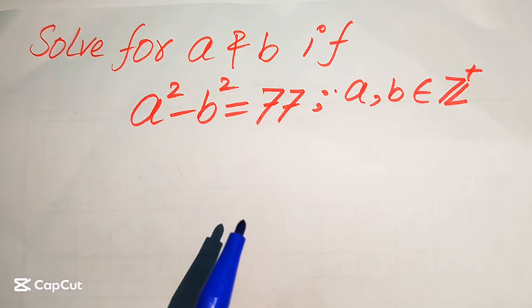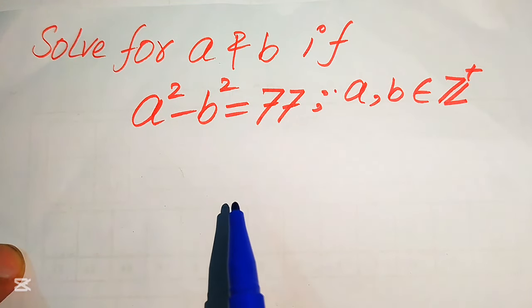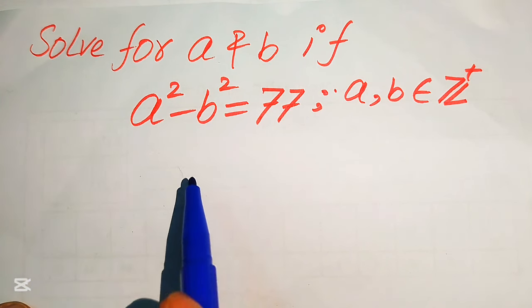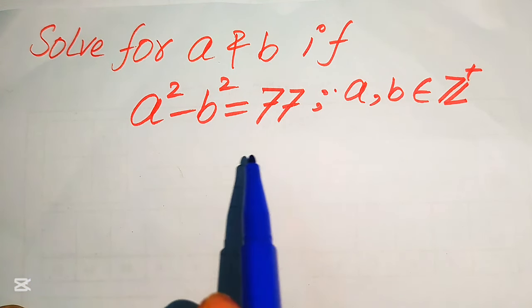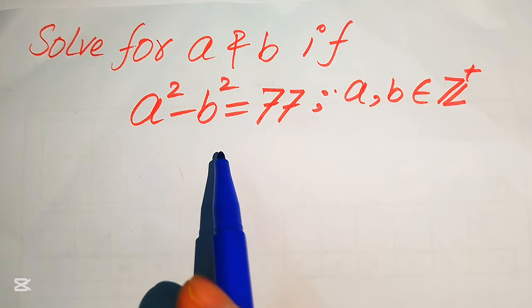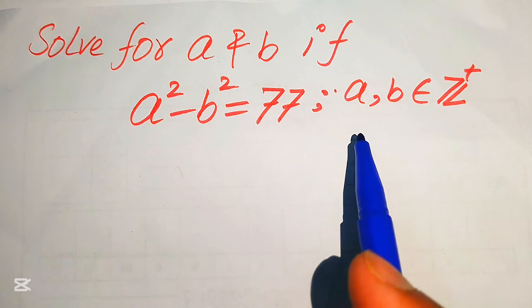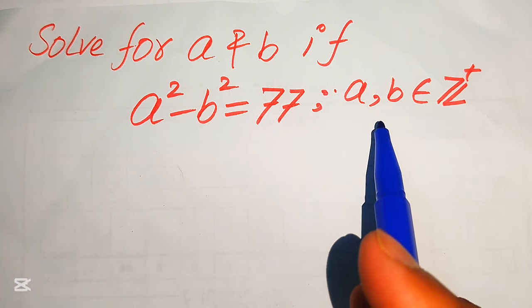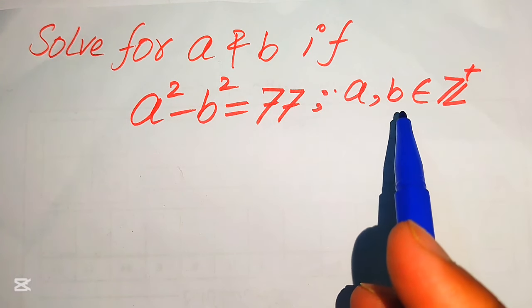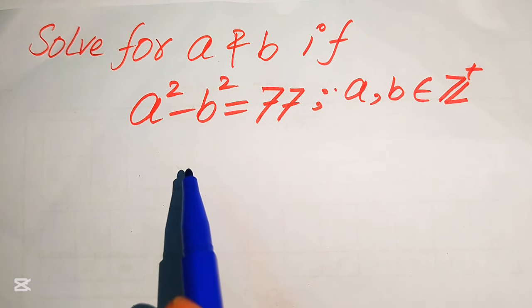Hello everyone, today I want to show you how to solve this problem for the values of a and b. If we have a square minus b square equals 77 and we solve this problem for the values of a and b, remember that a and b must belong to the positive integers. It means that we solve this problem for positive integral values of a and b.